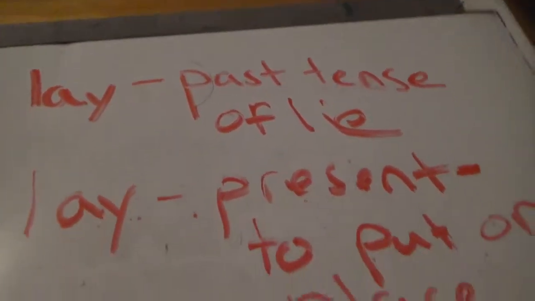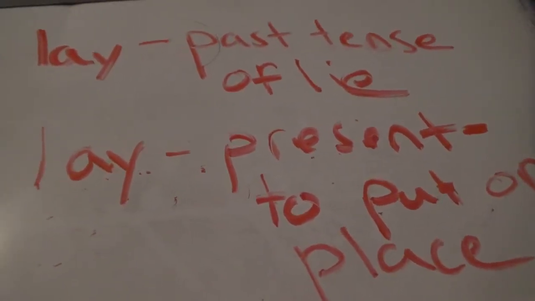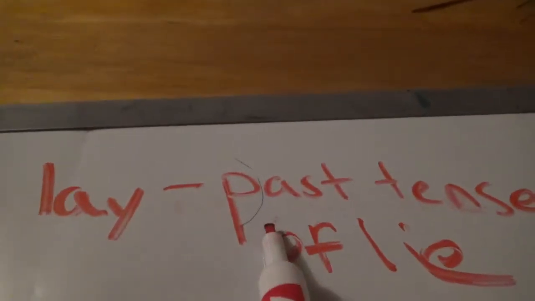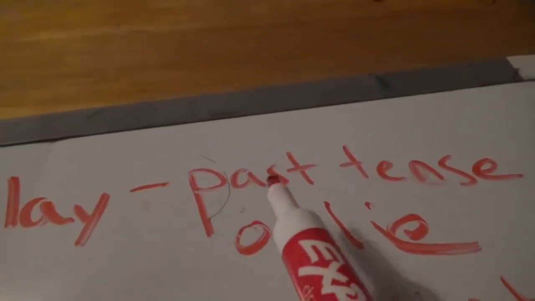To put or place. So lay appears twice. Lay appears as the past tense of the verb lie, or the present tense of the verb meaning to put or place. So never use lay, meaning to rest or recline, unless it's in the past. Yesterday, I lay in bed. Right now, I lie in bed. Yesterday, I lay in bed. If you're meaning lay, meaning to rest or recline, you may only use it in the past tense.